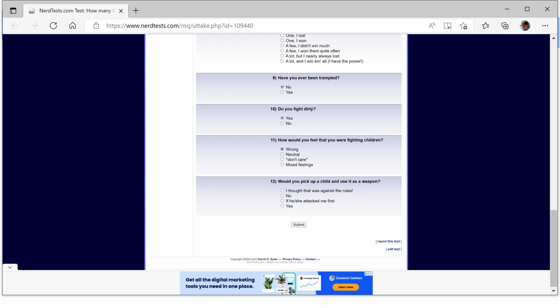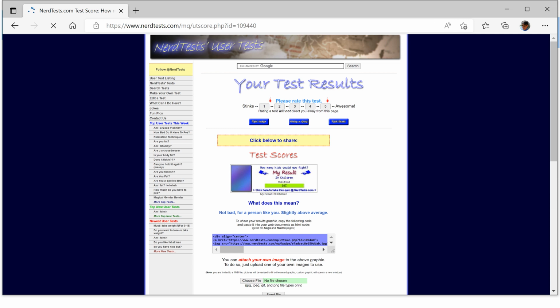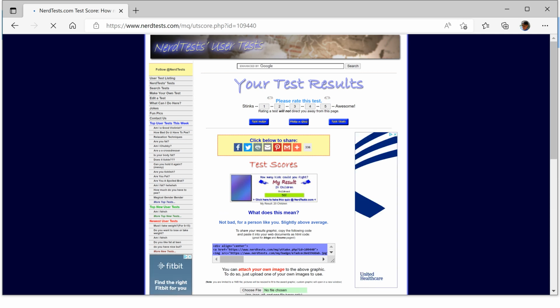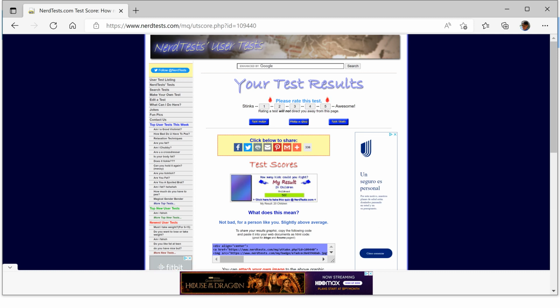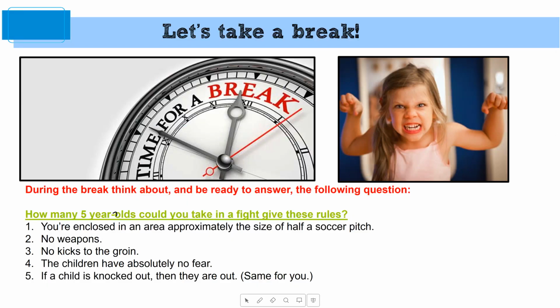I thought that was against the rules. No, if he or she attacked me first, or yep. Okay. 20 children. Well done. Not bad. When you said 7, I knew that was too low, but I was thinking you'd be in the low teens. But I think maybe the high kicking helped a little bit. Okay. Excellent. Thank you.